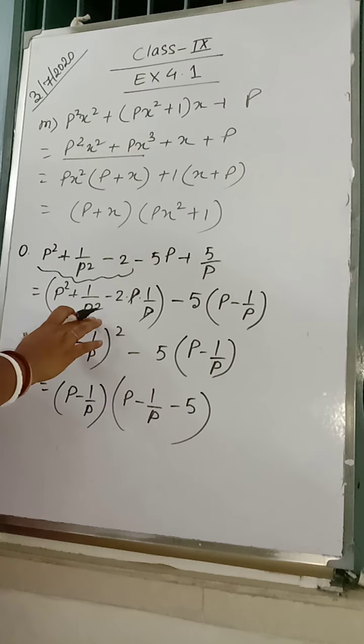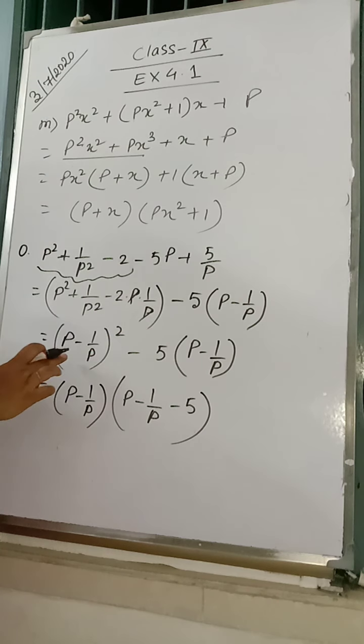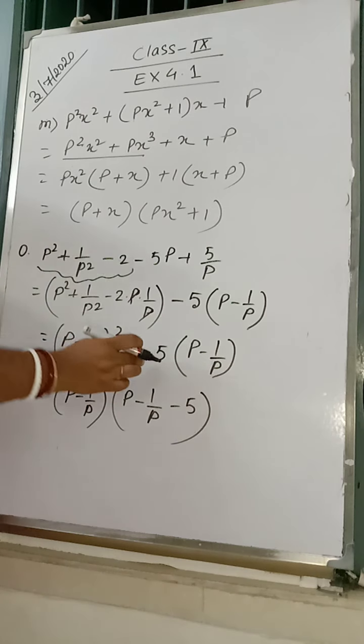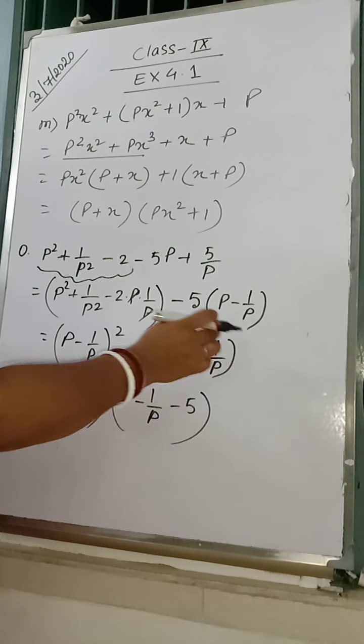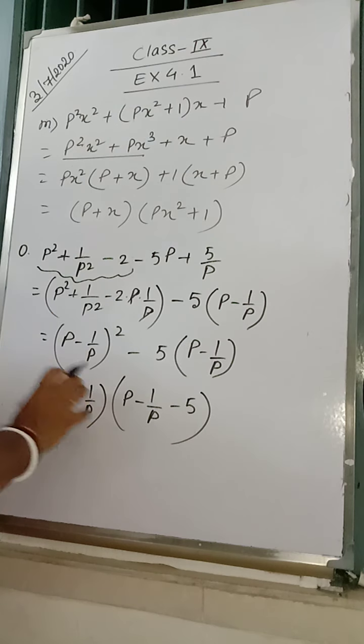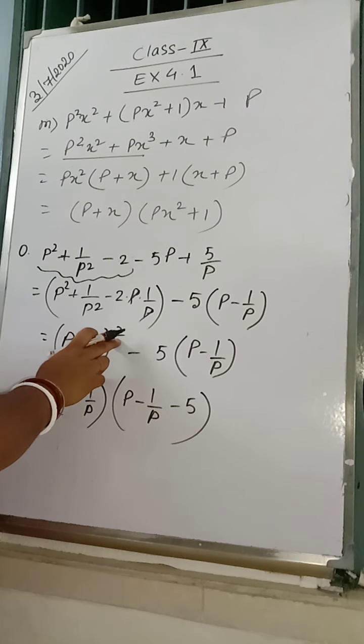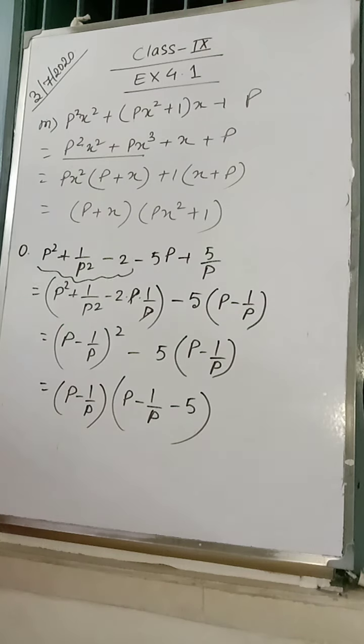So we know a square plus b square minus 2ab is an expansion of a minus b whole square. So I have written p minus 1 by p whole square minus 5 into p minus 1 by p. From this 2, p minus 1 by p is taken common, though it was whole square. So p minus 1 by p is left, and on that side minus 5 is left. This is for question number O. Q, I think you can do. Sorry, P you can do. Look at question number Q now.